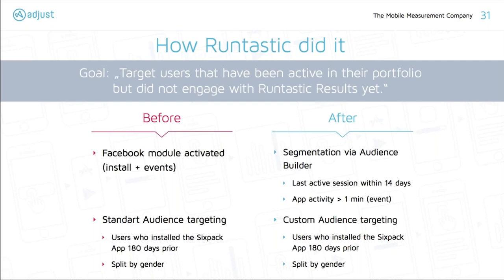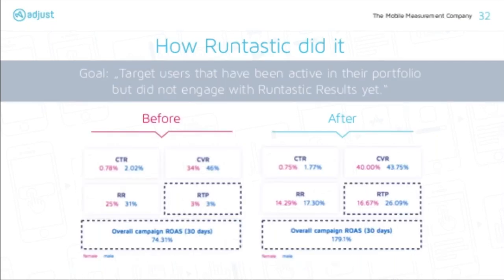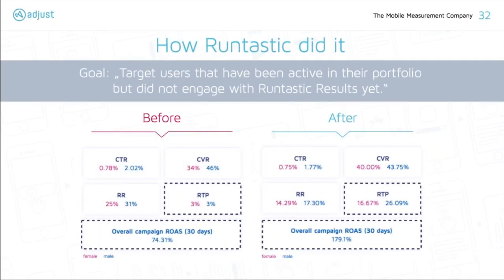The audience that they created on top of the already existing criteria was that users who triggered an app activity, which means that they started a workout within the Sixpack app for longer than 1 minute, and who also had the last active session within the past 14 days. As a next step, they plugged this audience into Facebook custom audiences to see if the audience builder could help them drive better results than they saw in the benchmark campaign.